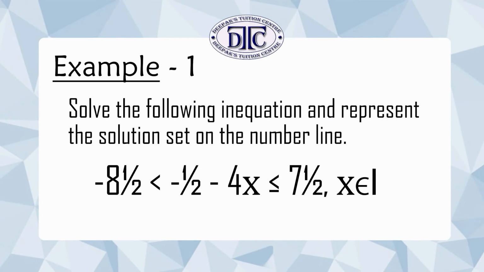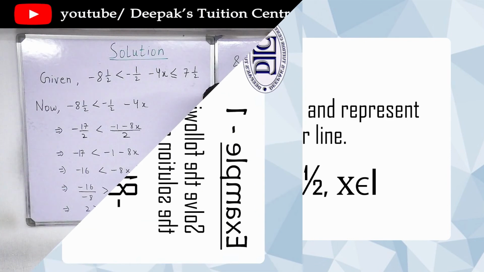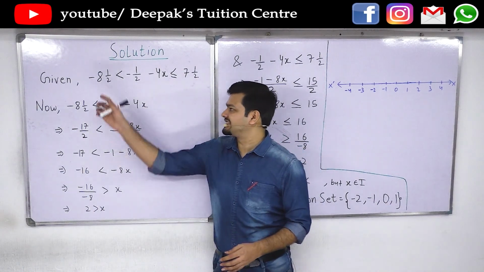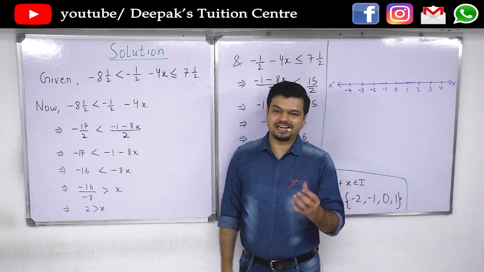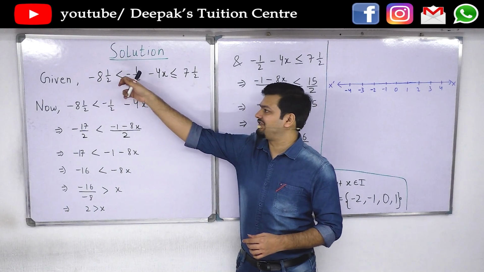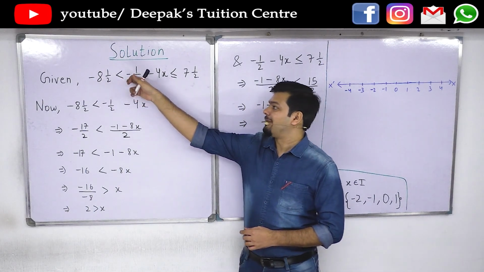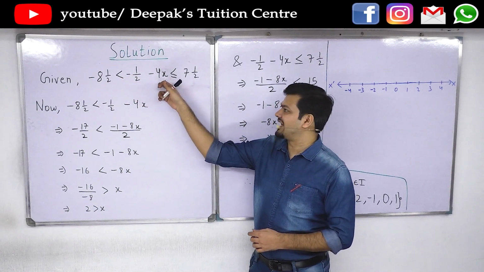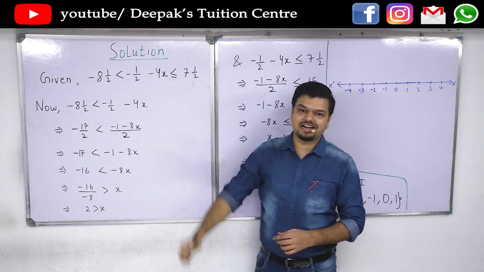Solve the following inequation and represent the solution set on the number line. -8 1/2 is less than -1/2 minus 4x, which is less than or equal to 7 1/2, where x belongs to integers, capital I. So as always, the first thing we do is copy the data. The question has very little data. -8.5 is less than minus half minus 4x is less than or equal to 7.5.